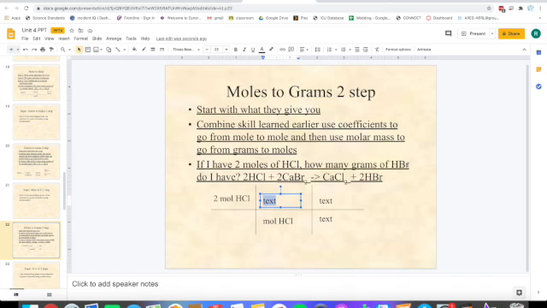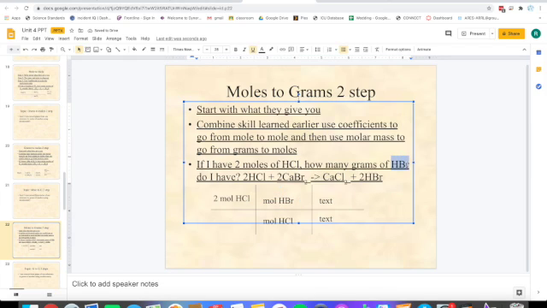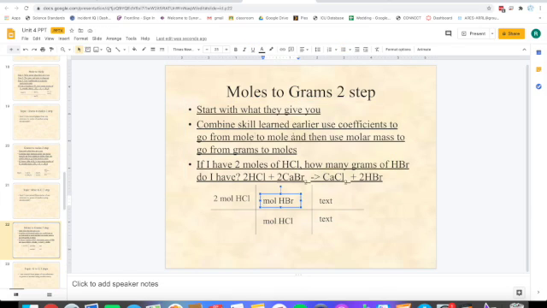Well, before we can switch to grams of HBr, we need to actually be talking about HBr. So right now we're on HCl. So the only way to switch to HBr is by doing mole over mole. So we'll do HBr. We're switching to HBr because that's what we're going to end up needing, that compound. That's also why you use coefficients to go mole to mole first, or in this first section.